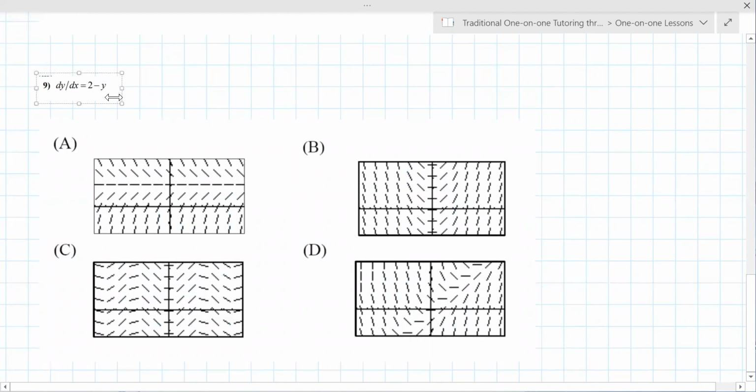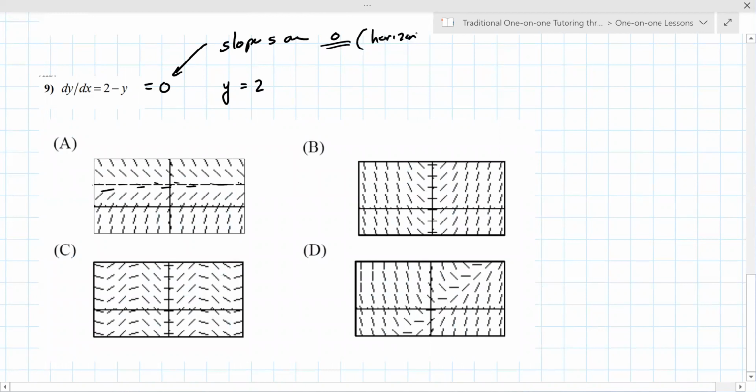So since this only depends on y, you know this equals 0 when y equals 2. So the slopes. So you're looking for a slope of 2? No. When y is 2, so y is 2 is this line right here in A. Yeah. The slopes are 0 there. They're horizontal. Oh. Okay.